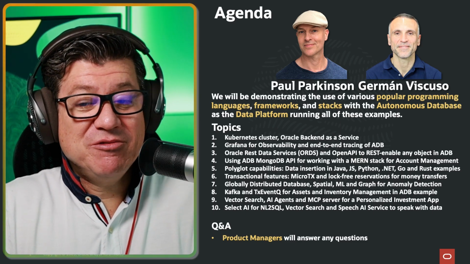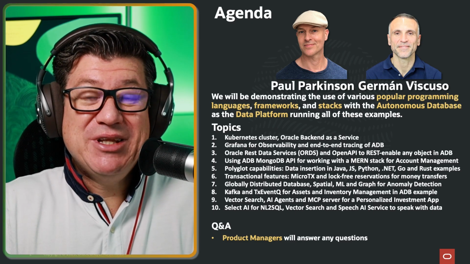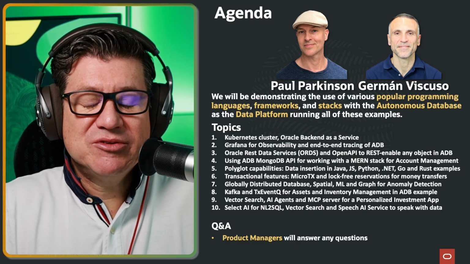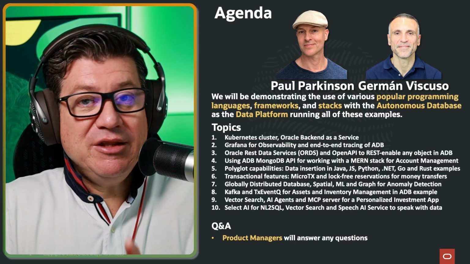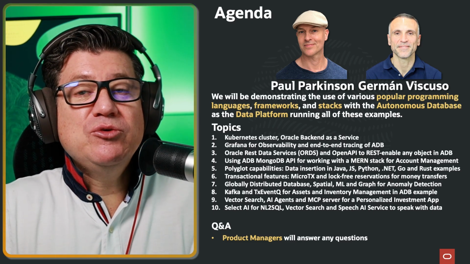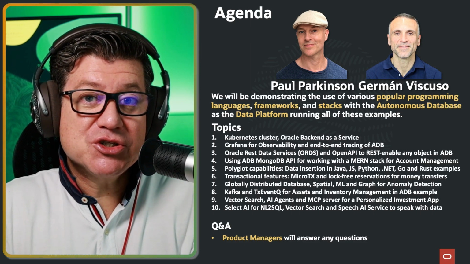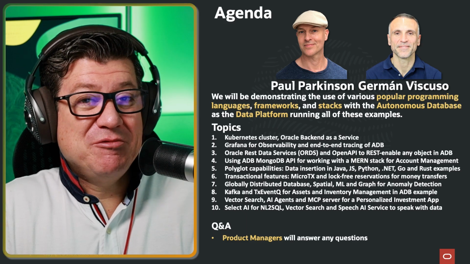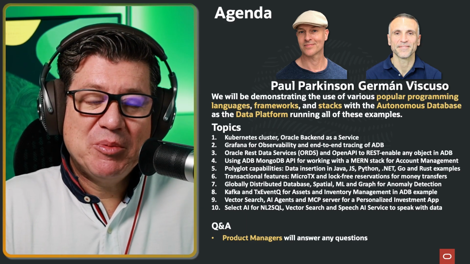You're going to see transactional features. You're going to see a globally distributed database with spatial, graph, and machine learning. You're going to see Kafka and TxEventQ, and also vector search and AI capabilities. But all of these are used in conjunction with the Autonomous Database. So you're going to see all the different frameworks, stacks, and capabilities.